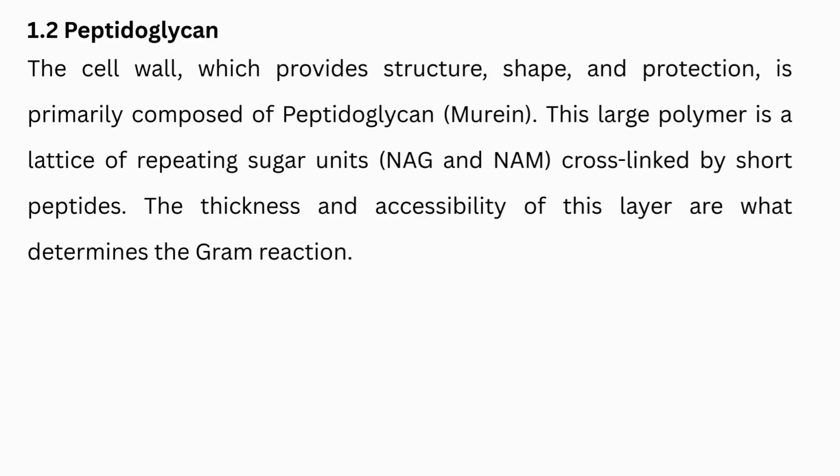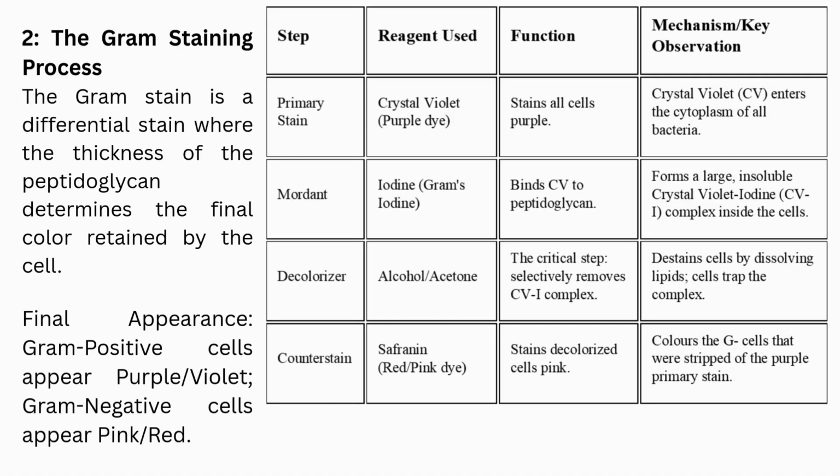1.2 Peptidoglycan. The cell wall, which provides structure, shape, and protection, is primarily composed of peptidoglycan, or murein. This large polymer is a lattice of repeating sugar units, NAG and NAM, cross-linked by short peptides. The thickness and accessibility of this layer are what determine the gram reaction. The gram stain is a differential stain where the thickness of the peptidoglycan determines the final color retained by the cell.